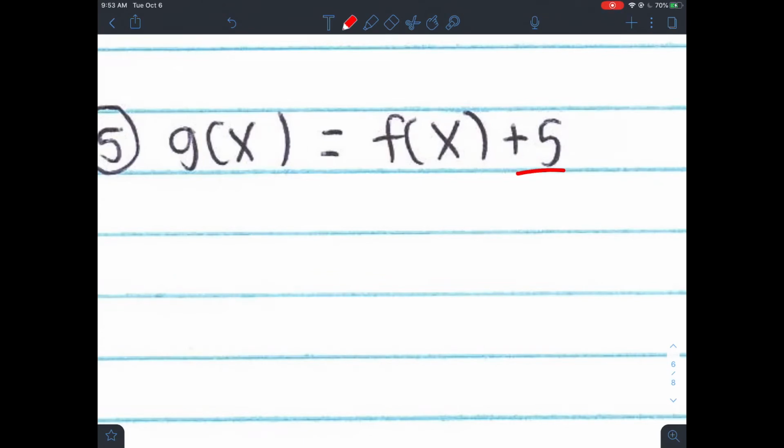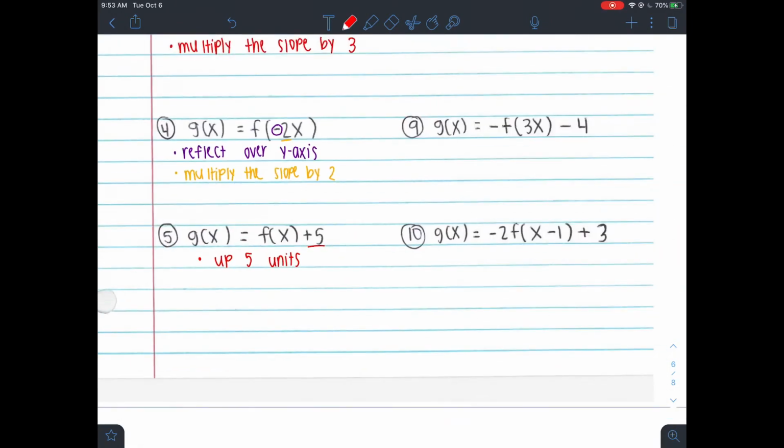Now when I have addition or subtraction, I have a translation. I'm either moving up, down, left, or right. Well, because that number is being added to the outside, I'm either going in the up or down direction. And because it's a positive, it's a plus 5, I'm actually going to go up 5 units. And that's the only transformation with number 5.